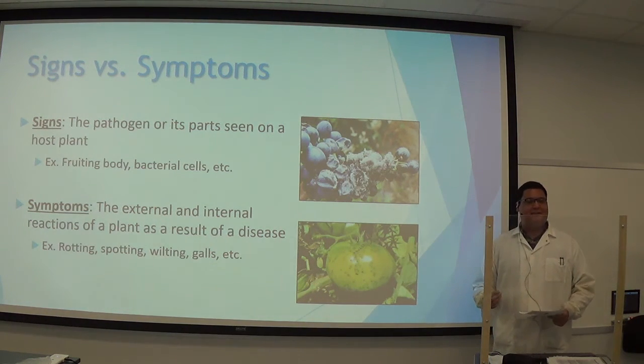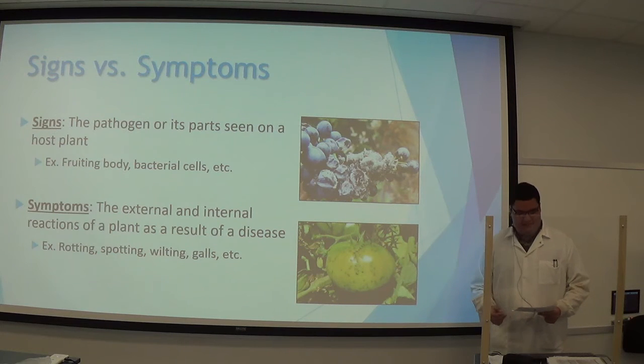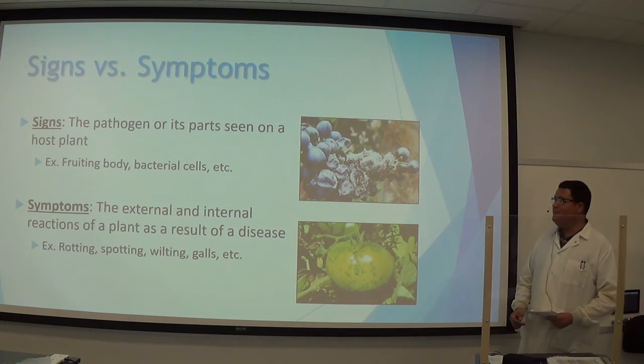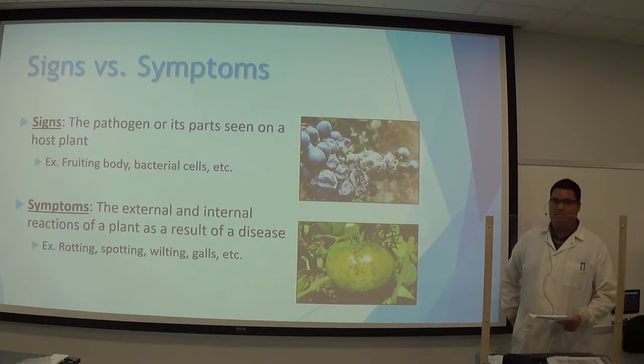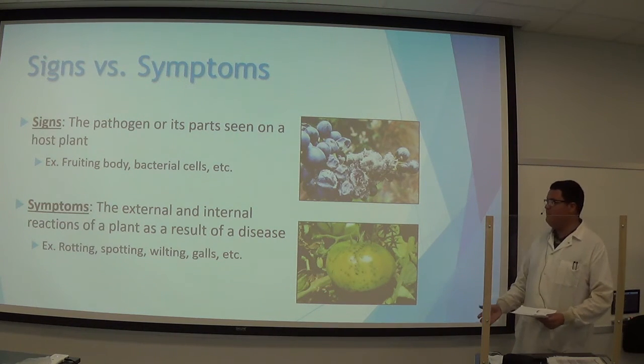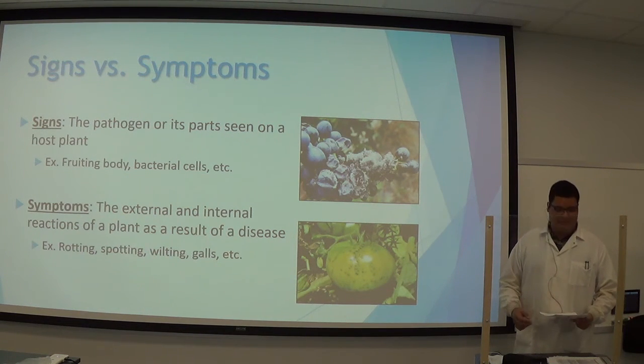So, if you can see the pathogen itself, you can clearly diagnose the disease. Symptoms, though, are a little trickier because different pathogens can elicit the same symptoms in a plant. Although you don't always see signs, that's why you have to go off of the symptoms. So again, symptoms are just the plant's response to being infected by the pathogen.